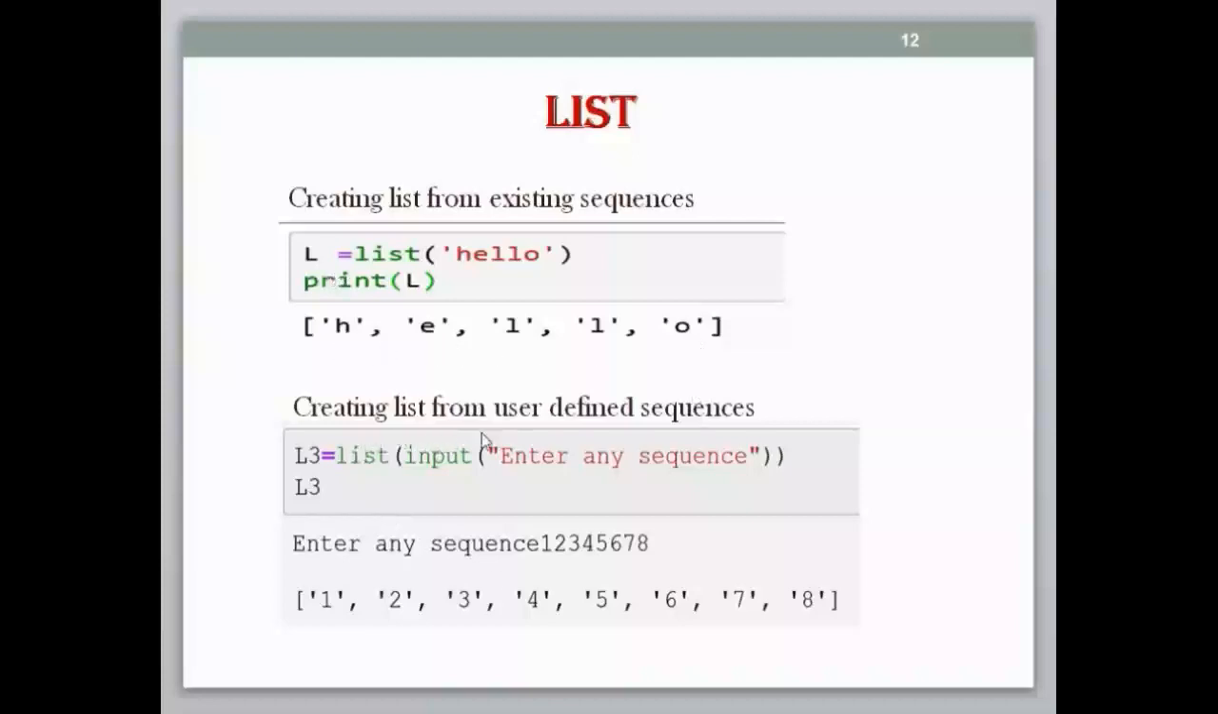Now creating a list from a user-defined sequence. So how to do that? Just use the list function. Inside that use the input function and then enter any sequence. So you just write any sequence 1, 2, 3, 4, 5, 6, 7, 8, and when you print this variable, you will get every character separated by commas in square brackets.